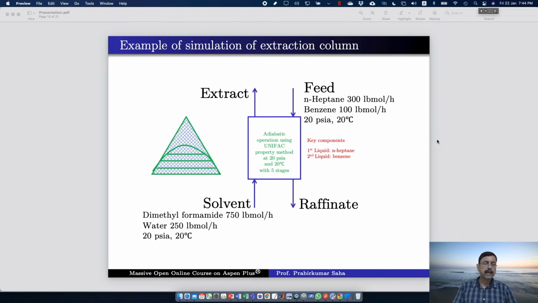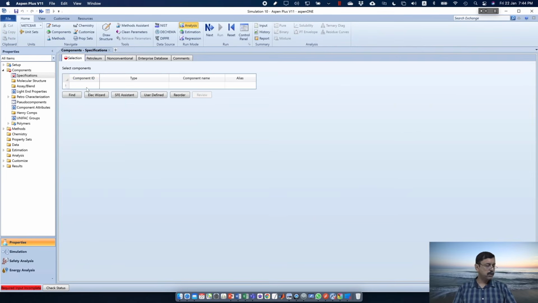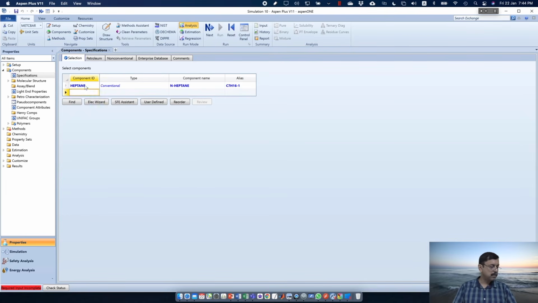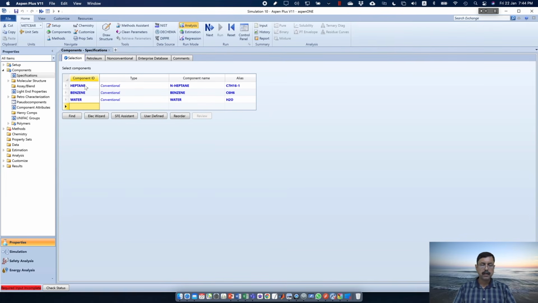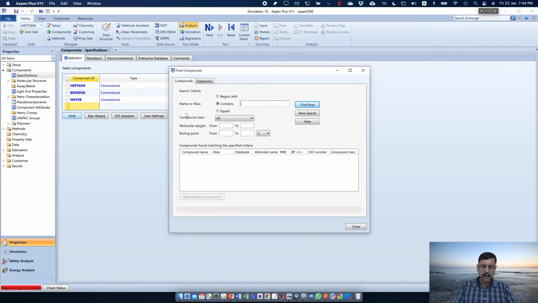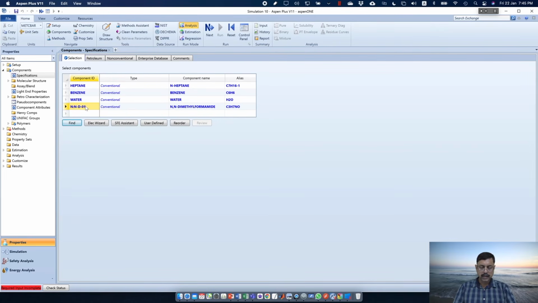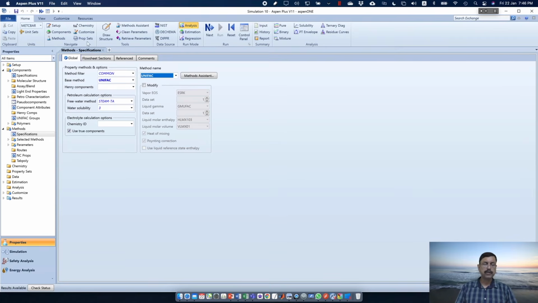So to do that, we open a new simulation. So we have heptane, benzene, water, and dimethyl formamide. Yes, this is the one. So let us rename it as diform. Press next. We have to use the UNIFAC method. Press run. Go to simulation.